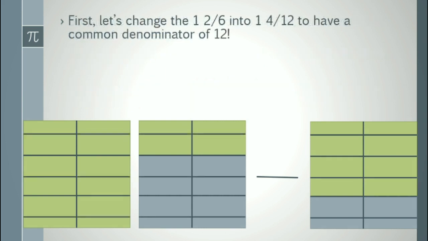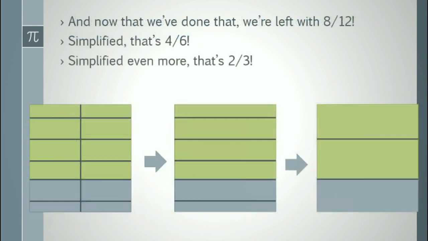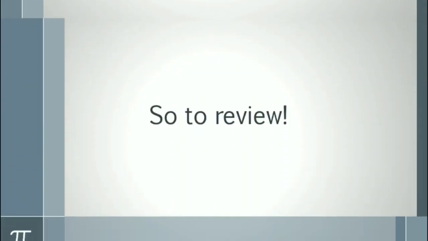equal. First, let's change the 1 and 2/6 into 1 and 4/12 to have a common denominator of 12. Now we can take the 8/12 and put it into the 1 and 4/12 to see how much to take away. And now that we've done that, we're left with 8/12. Simplified, that's 4/6. Simplified even more, that's 2/3.